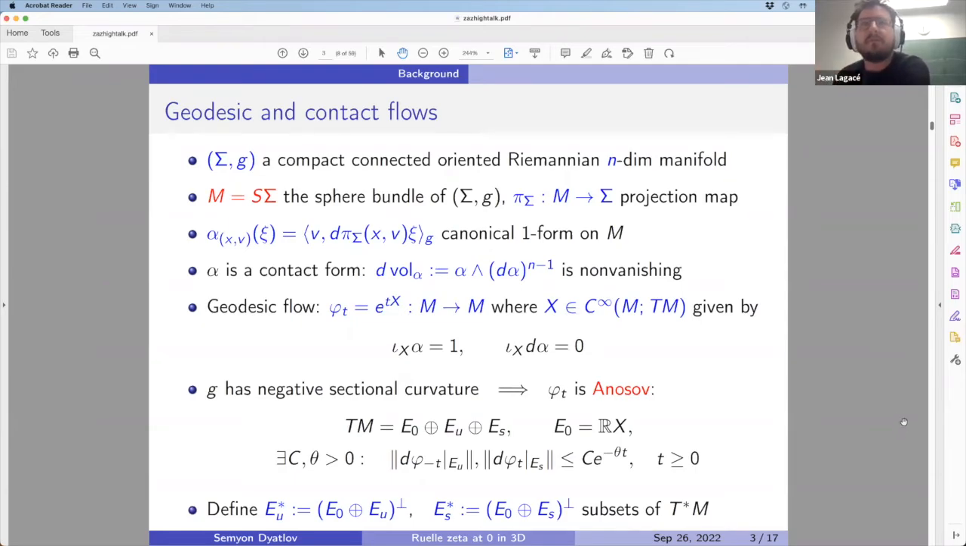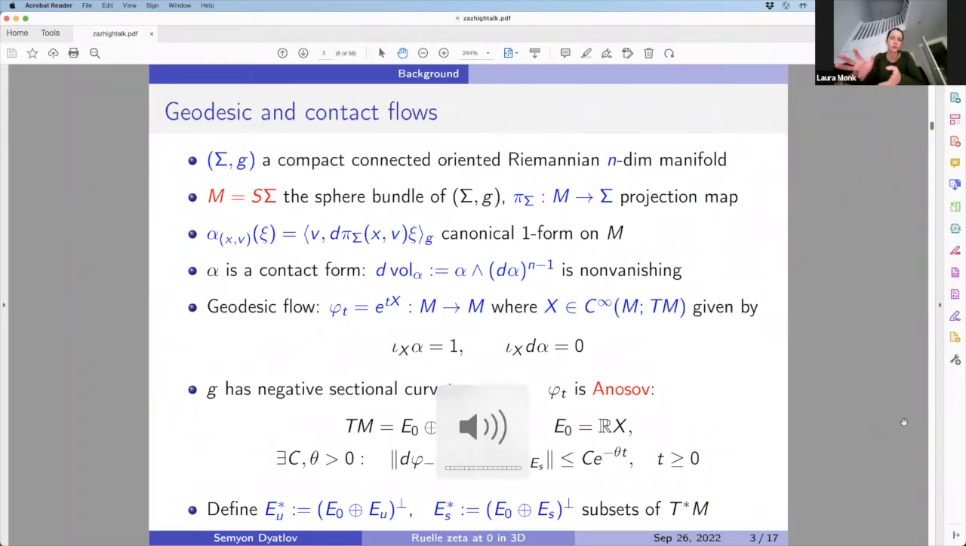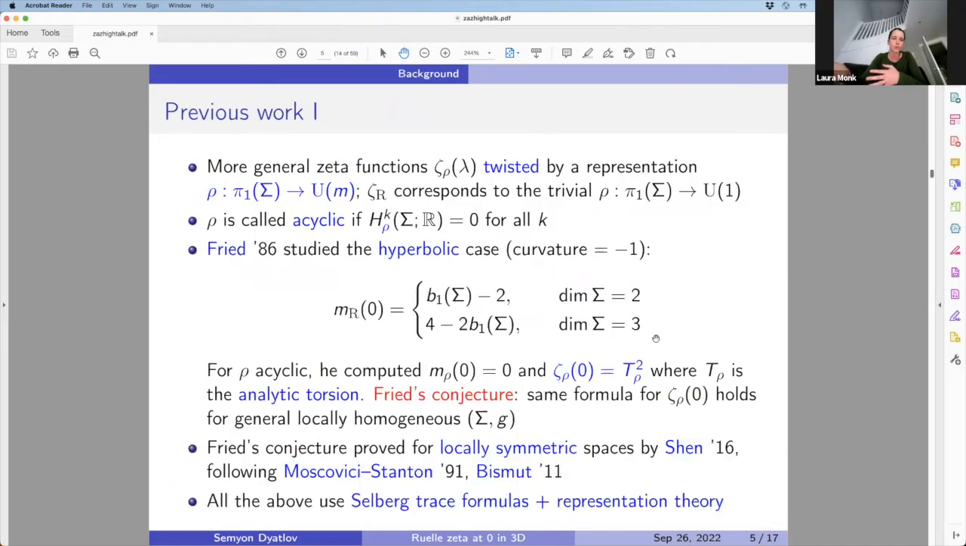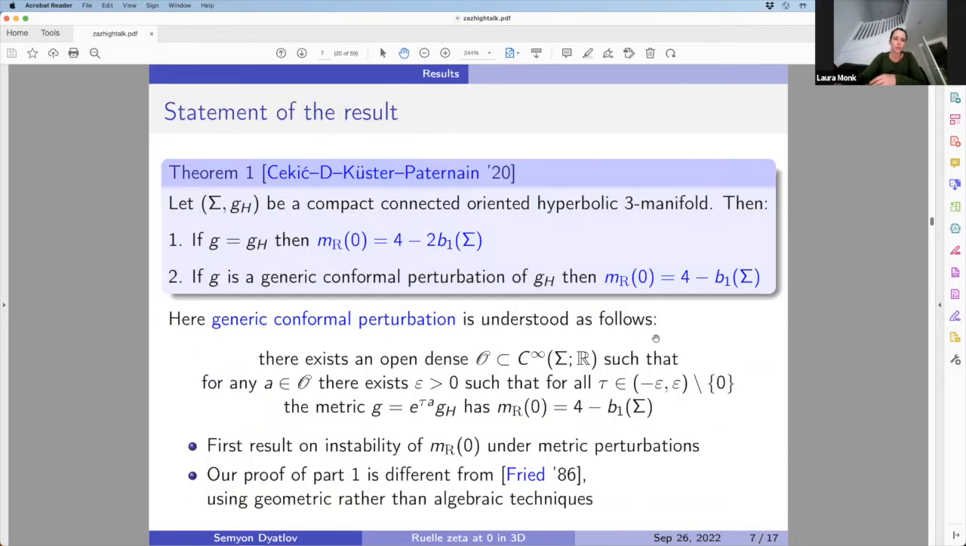Maybe we have time for another question. Yes, Laura. So this seems to indicate that anywhere you perturb your hyperbolic metric, you're going to break the invariance by rotation by pi over 2. Do you think that's also true if you consider more general perturbations of the geodesic?